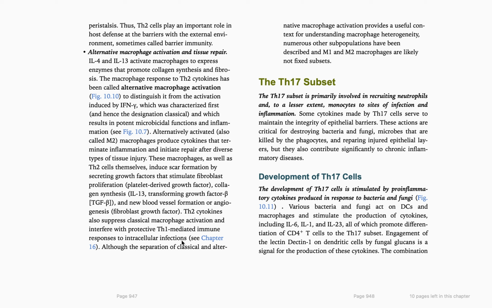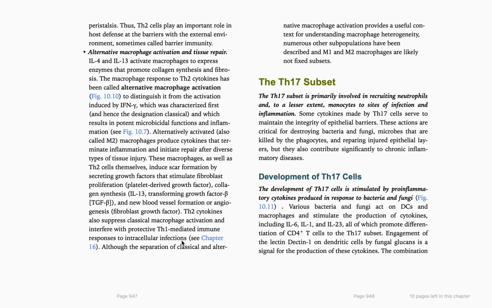The T helper 17 subset. The T helper 17 subset is primarily involved in recruiting neutrophils and, to a lesser extent, monocytes to sites of infection and inflammation. Some cytokines made by T helper 17 cells serve to maintain the integrity of epithelial barriers. These actions are critical for destroying bacteria and fungal microbes that are killed by phagocytes and for repairing injured epithelial layers, but they also contribute significantly to chronic inflammatory diseases.